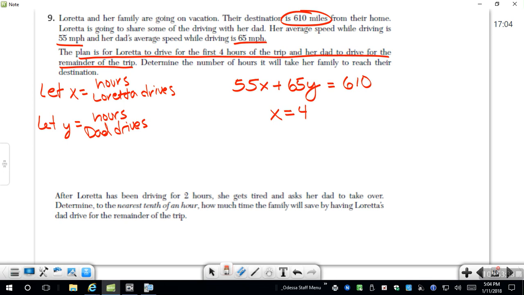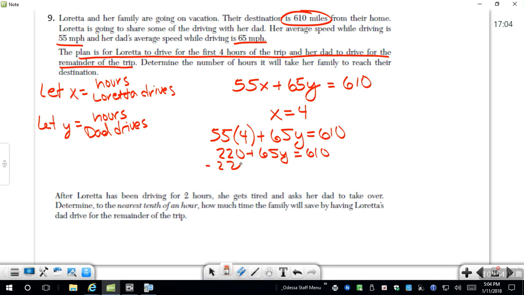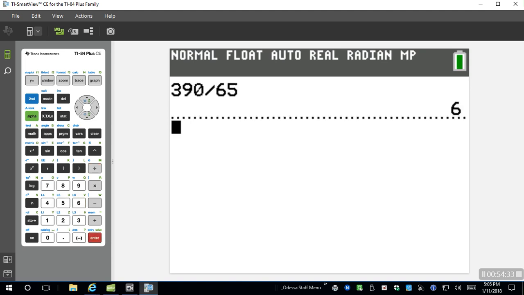Well, guys, we're going to figure that out because now that we know that X equals 4, that Loretta is driving for 4 hours, we can go ahead and substitute that into our original equation, 55x plus 65y equals 610. So let's go ahead and do that. So 55 times 4 is 220. If we subtract the 220 over, we're going to get 65y equals 390. So we're going to divide by 65 on both sides. So 390 divided by 65 is 6.